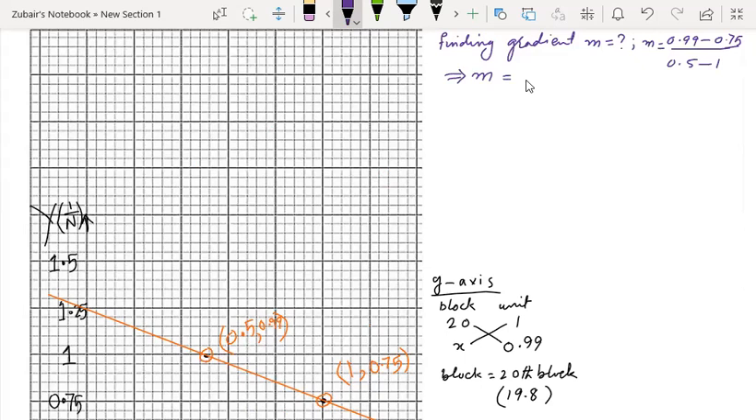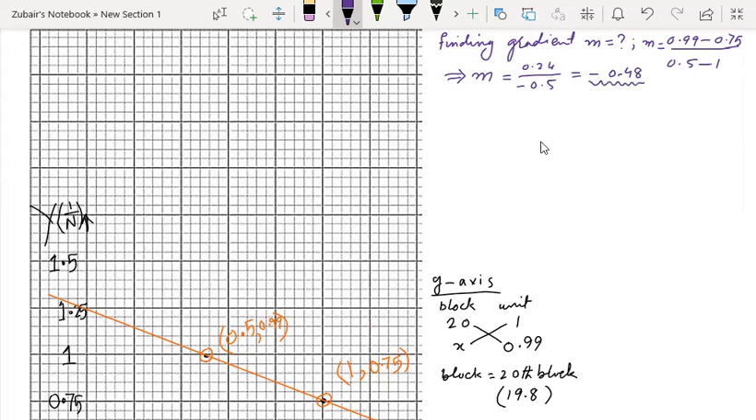So the gradient will be 0.99 minus 0.75, that is 0.24, upon minus 0.5. So finally 0.24 divided by 0.5, we get 0.48, with a minus sign: minus 0.48. So this is the gradient.